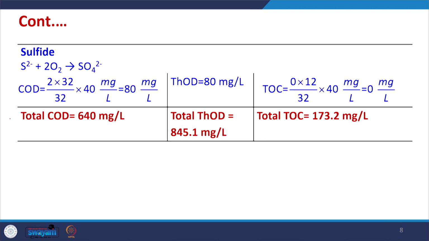Now, we go back further for the D case, where the sulphide is present in the water. So, sulphide is converted into SO4, and for this we require 2 moles of oxygen. Sulfur itself has a molecular weight of 32. So, 2 into 32 divided by 32 into 40. So, 80 is the COD, 80 is the THOD, and since there is no carbon, the TOC value is 0.